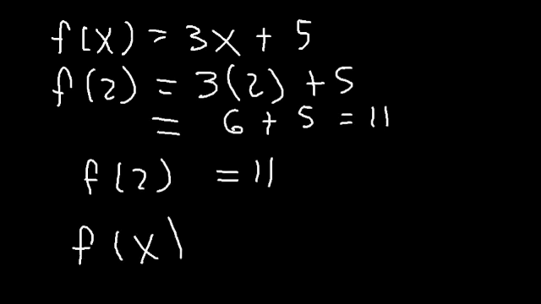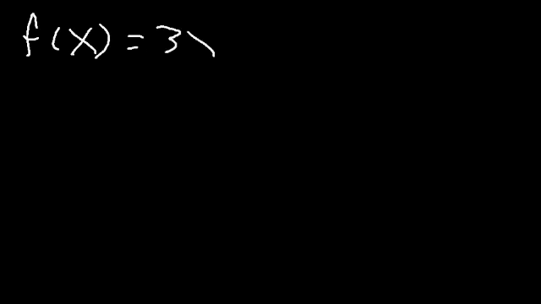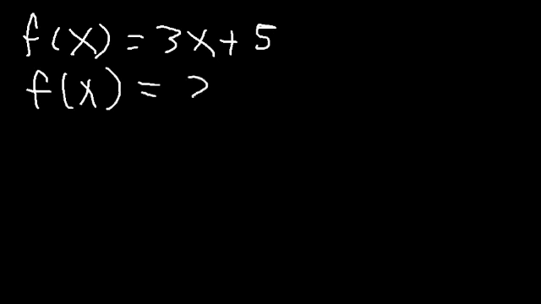f of x is equal to y if x is the only variable inside of the function. So as you can see, 2 is the x value. The value on the outside is the y value. So using the same function, f of x is equal to 3x plus 5, what is the value of x if f of x is equal to 29? How can you find the value of x?